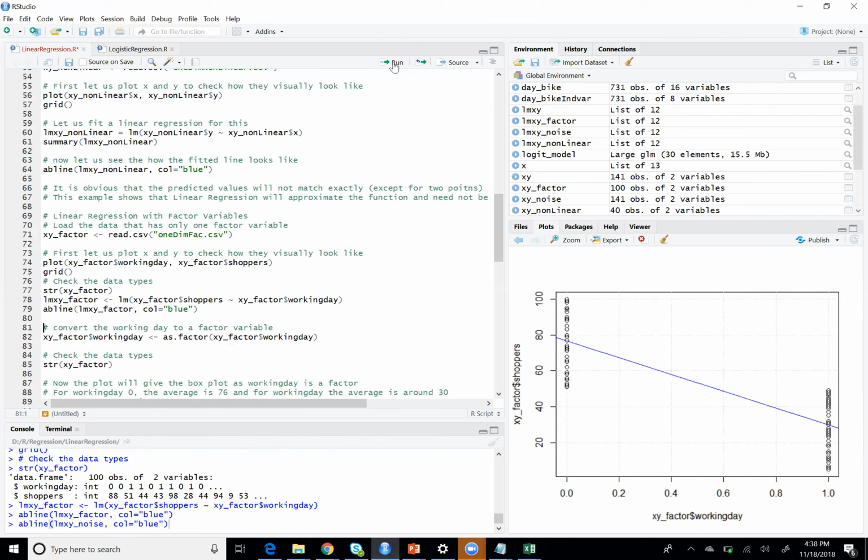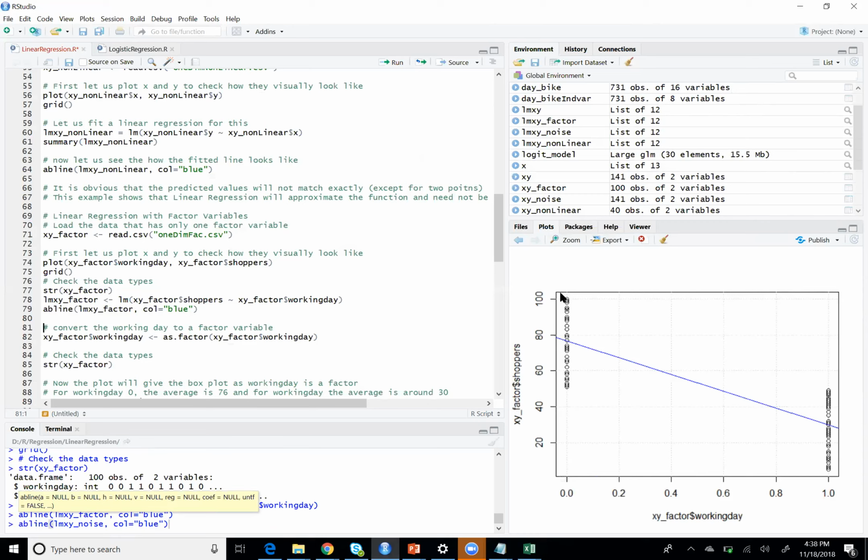This is how it predicts it. What does this tell us, right? This tells us, this is the number of shoppers on a holiday. This is the number of shoppers on a weekday. So the linear regression, when I try to plot a line between these two, it runs through the mean of both of them, which kind of makes sense, right?